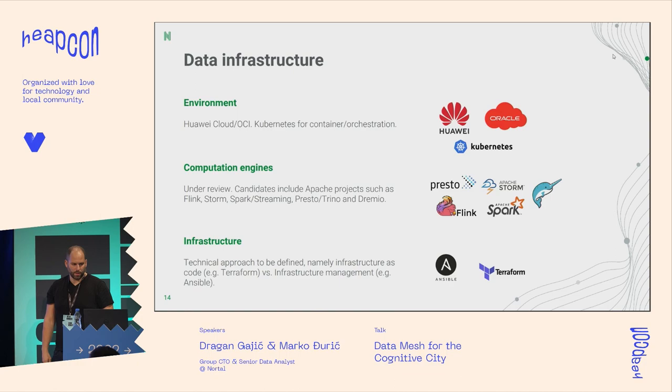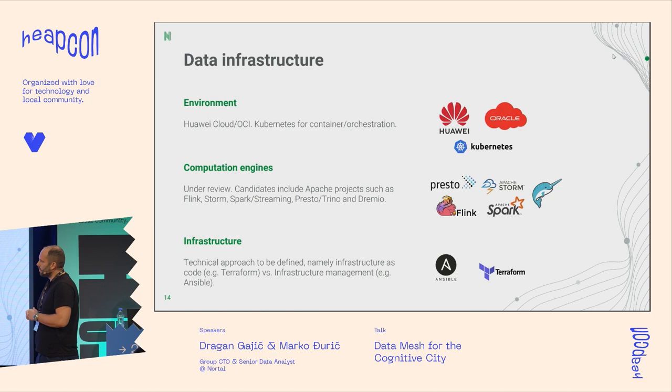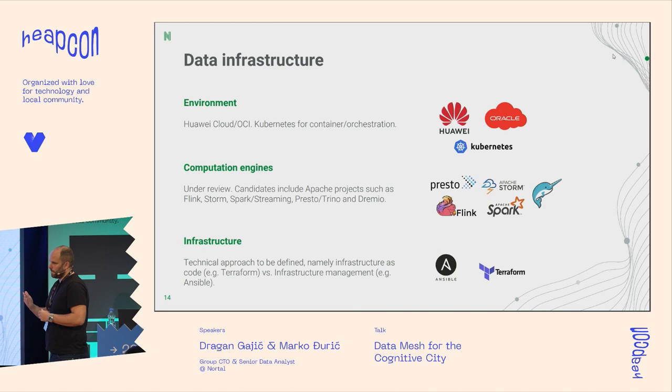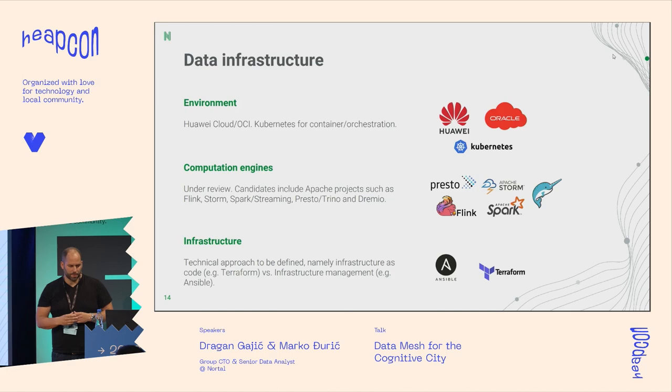The data infrastructure. For the environment, we are using Huawei Cloud, and we are using OCI, or Oracle Cloud Infrastructure. So that's the environment. Computation, of course, Spark. Infrastructure as code, Terraform is the obvious case. And something that I didn't mention before, we only had one rule before we started going into the details about the tools, and that's that the tools need to be open source. So you are seeing here a lot of tools from the Apache Foundation.